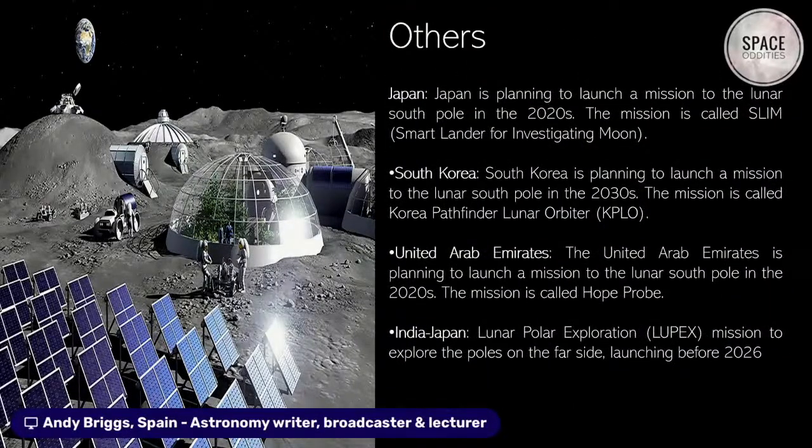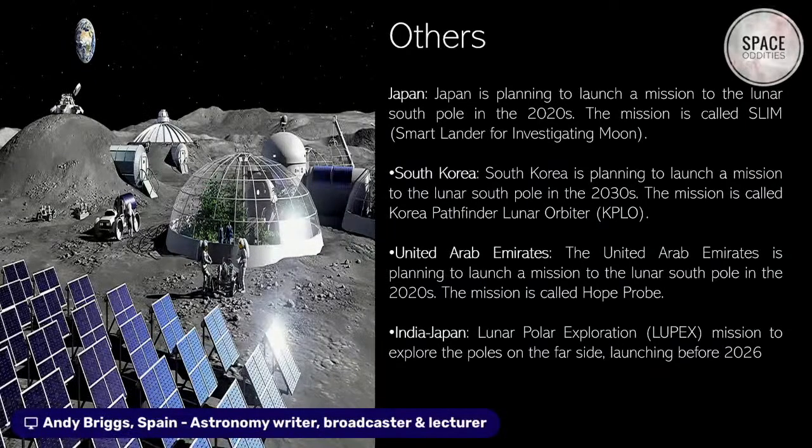Others, Japan is planning to launch a mission to the lunar South Pole in the 2020s. It's called SLIM. This is a much nicer acronym, Smart Lander for Investigating the Moon, which I like. That's short and sweet and to the point. South Korea are planning to launch a mission to the lunar South Pole in the 2030s. That's a little more of an unpronounceable acronym. It's KPLO, the Korea Pathfinder Lunar Orbiter.